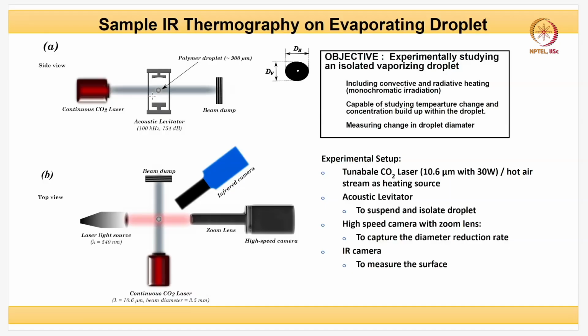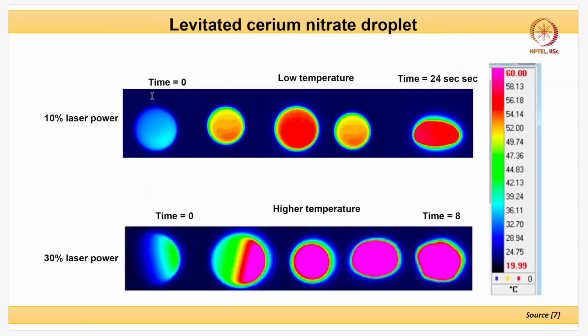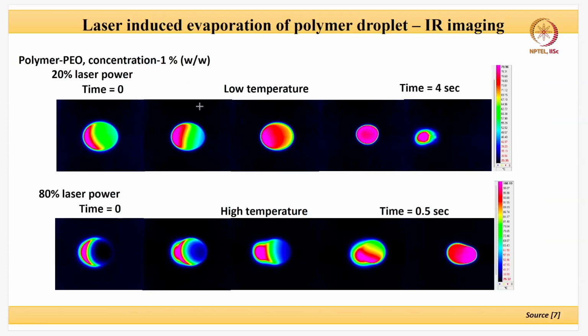So that's the reason you have this asymmetry in the droplet temperature distribution. At 30% laser power, you see there is a significant initial asymmetry, but finally the temperature becomes equilibrated, because slowly the motion of the fluid inside the droplet takes care of this. Okay. And this is, for example, the laser-induced evaporation of a polymer droplet.